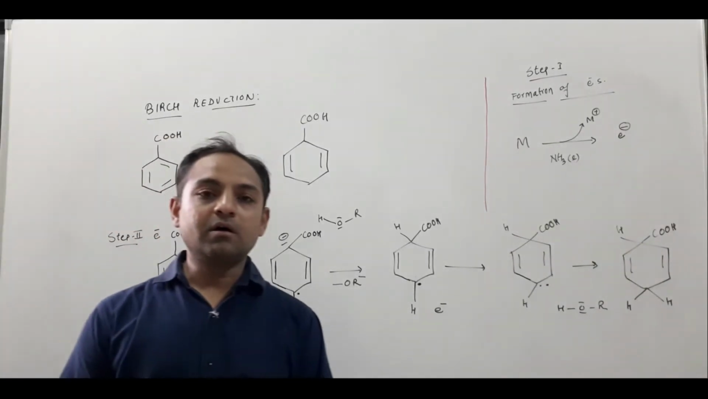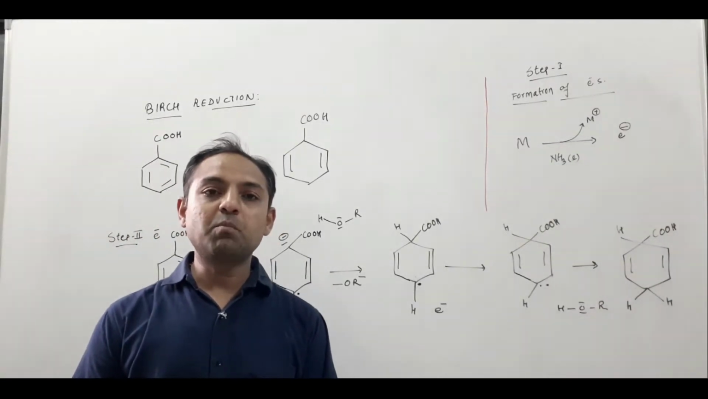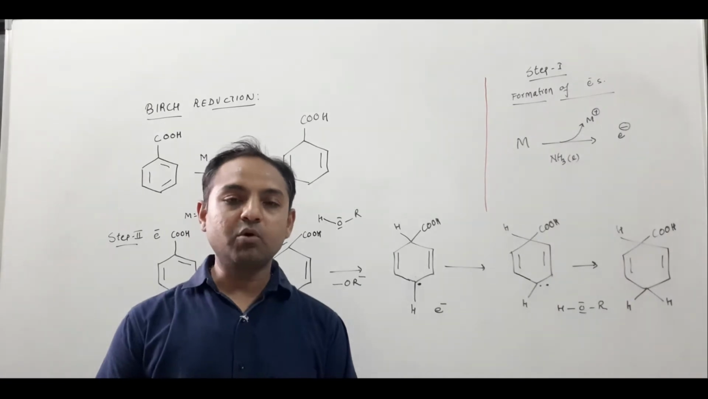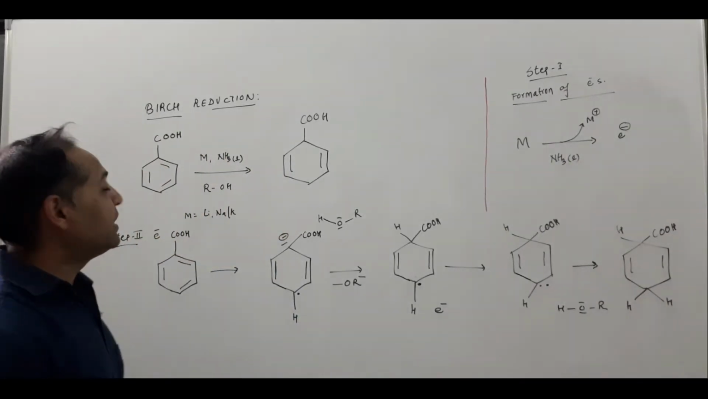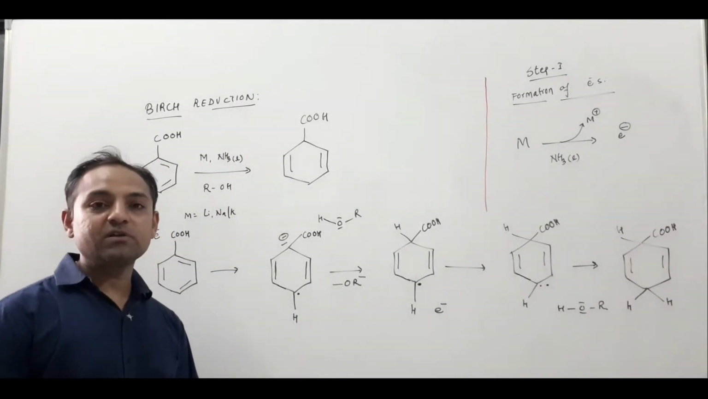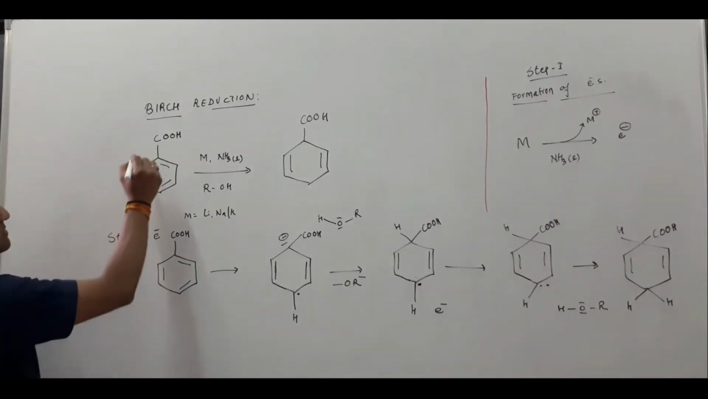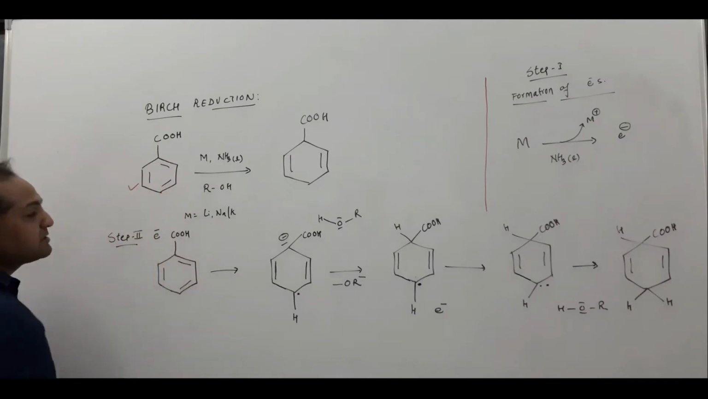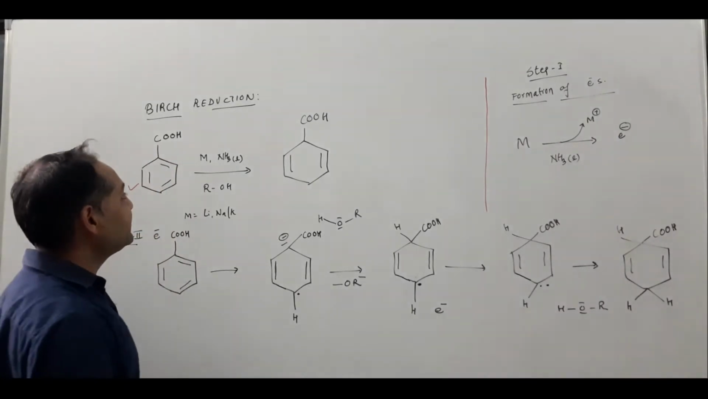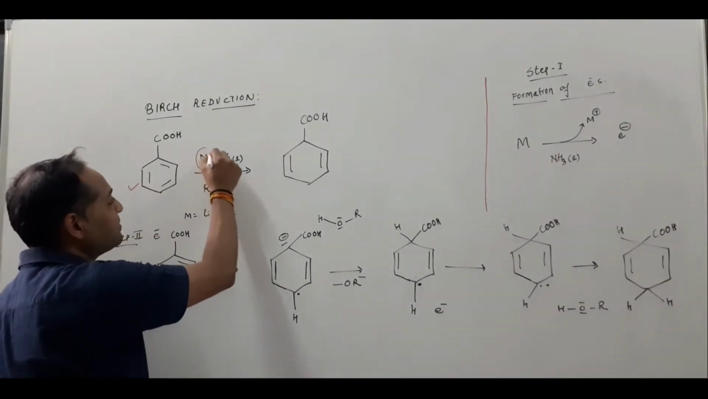So friends, today's reaction is Birch reduction, which is a very important reaction. So let us understand the reaction first. What happens in Birch reduction? In Birch reduction, generally arenes or aromatic compounds are reduced by various metals.